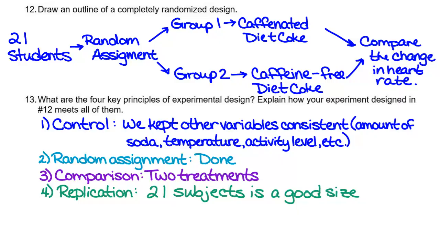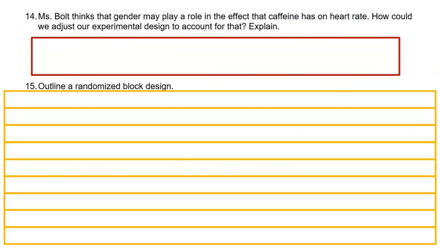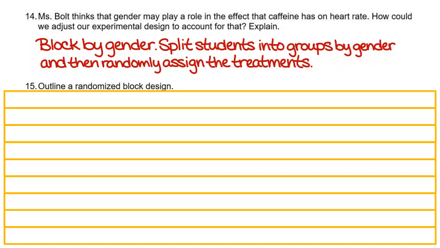If I was concerned that gender played a role here, I'd read in a magazine article that women just naturally have higher resting heart rates than men do. If I thought gender might play a role in this, how could I adjust the experiment to take that into account? We could block. We could block by gender. Split you guys into groups by gender first, and then randomly assign the treatments.